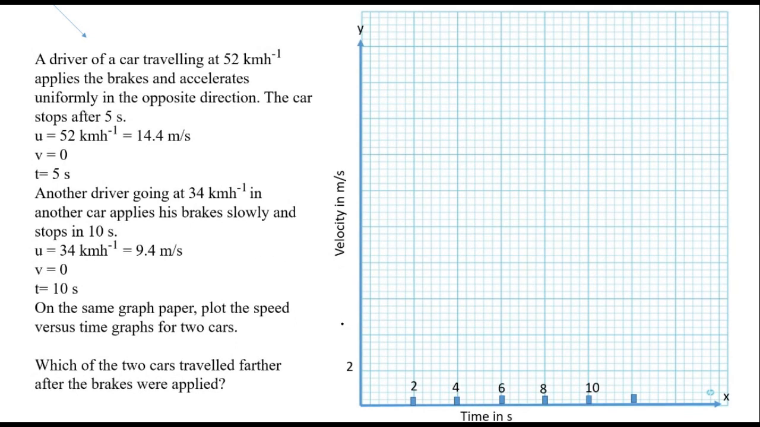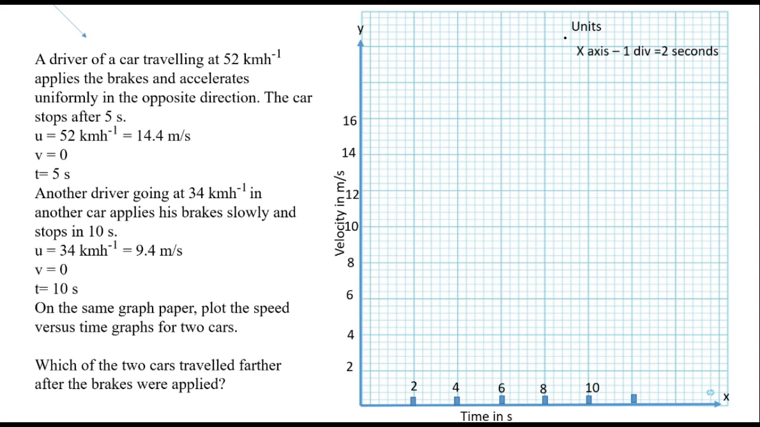And even on the velocity axis, each division is equal to 2 meters per second, so that we can reach up to 14.4 meters per second, typing mistake, and we can reach up to 16 here, right? So this is the velocity in meters per second, this is time in seconds, and now we shall take this information and draw the graph.